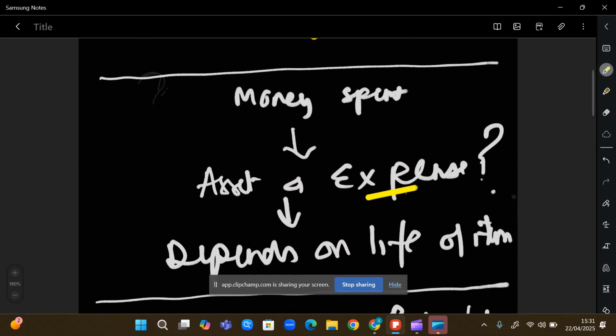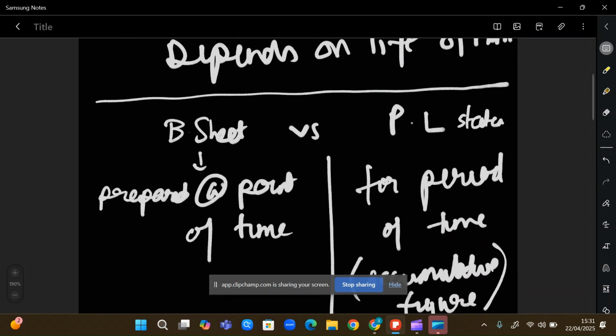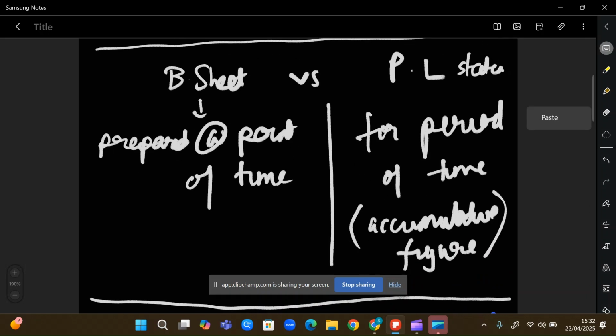It depends on the life of the item. Something that gets consumed before the balance sheet is made would qualify for expense. One small difference between the balance sheet and the profit and loss statement is that the balance sheet is made on a particular date, like 31st December or the end of a quarter, while the profit and loss statement is generally made for a period of time, that is, it is an accumulative figure.